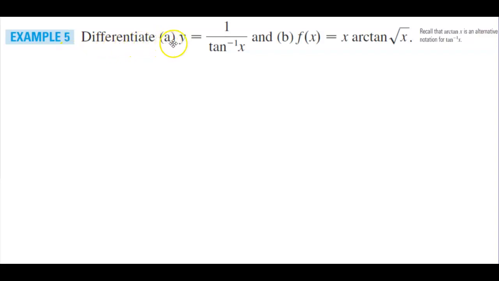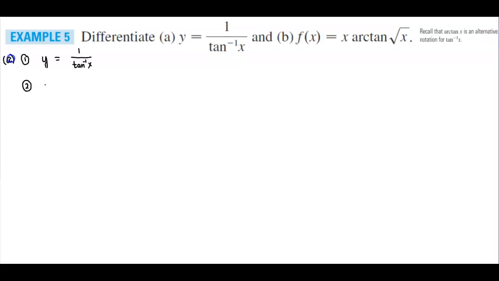Example 5, differentiate y is equal to 1 over the tangent inverse of x and f of x, which is equal to x times the arctangent of the square root of x. And recall that arctangent is an alternative notation for tangent inverse of x. So for part A, we have y, which is equal to 1 over the tangent inverse of x.